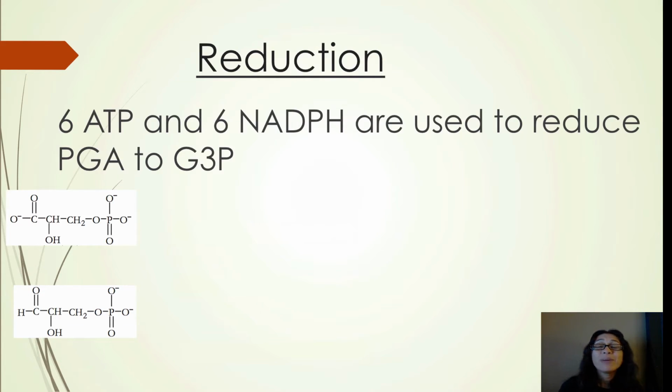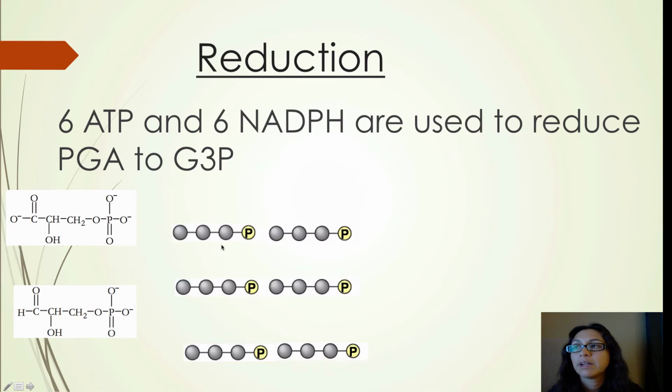All right, now we have our reduction phase. A reduction phase is going to involve taking 6 ATP and 6 NADPH and using them to reduce PGA, so adding hydrogens onto PGA. When we do that, that is when we make our G3P. If you take a look at this image, this is what PGA looks like if we were to see the formula written out. Here's how we're representing PGA with our circles and our phosphates. But here's PGA, and this is what you want to pay attention to at the end here.